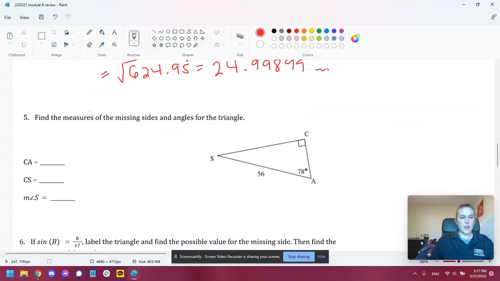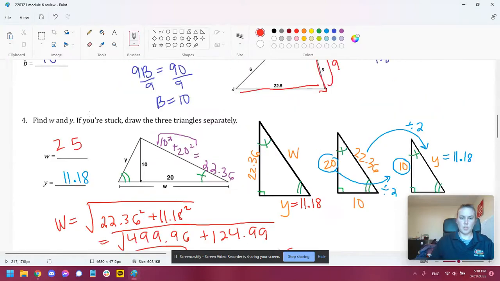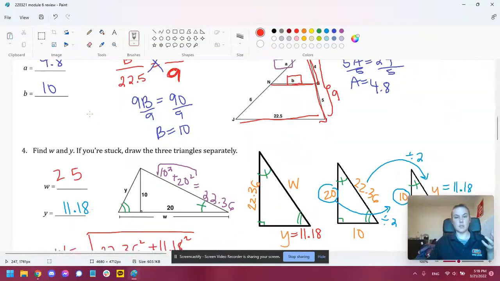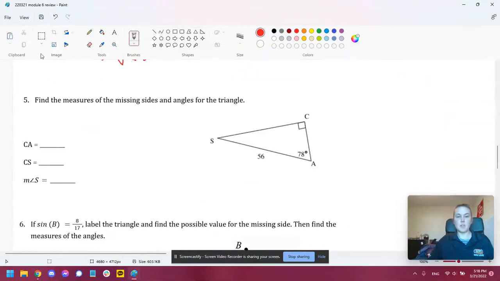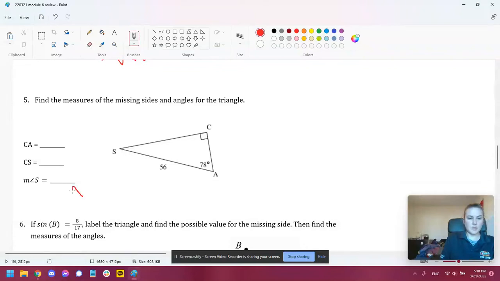Number 5, find the measures of the missing sides and angles for the triangle. This is where the trig starts coming in. All of this was kind of last unit, or the first half of this unit, which was like similar triangles. And now we're going to start doing SOHCAHTOA stuff. The first one I'm going to do is angle S. This is just 90 minus 78. So this should be 12.